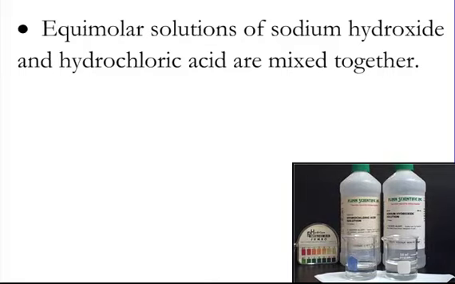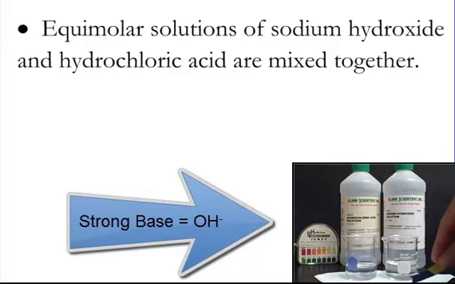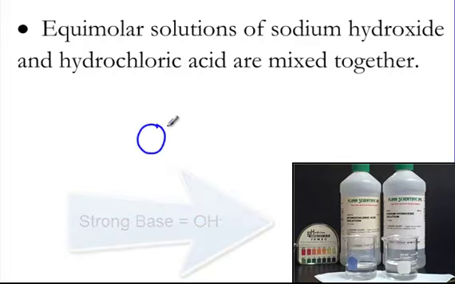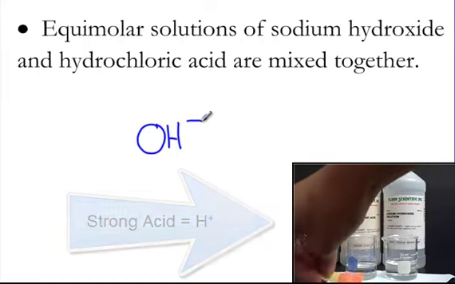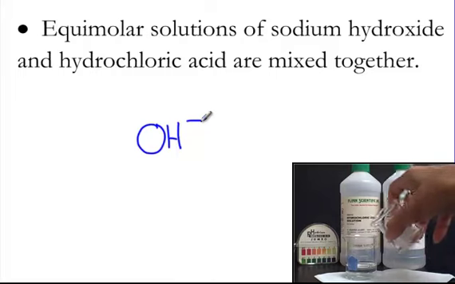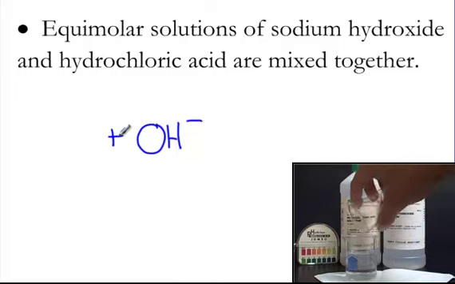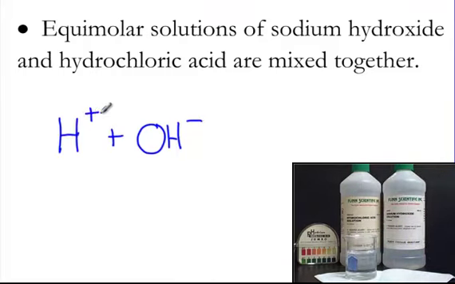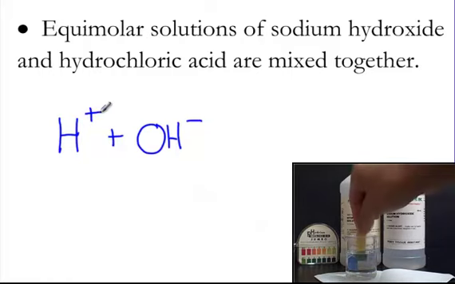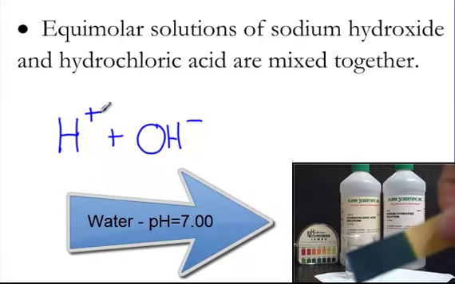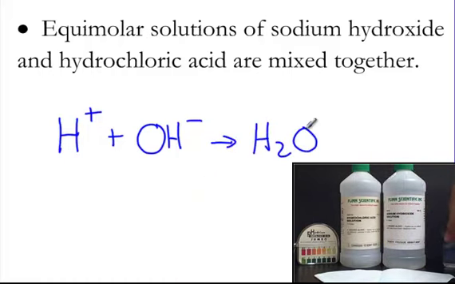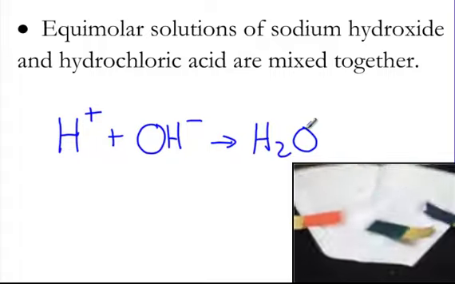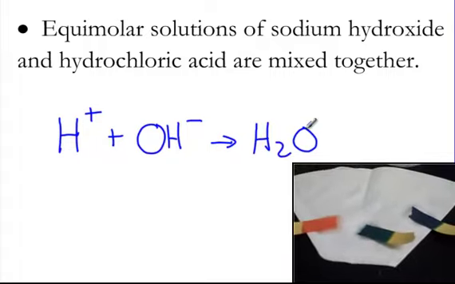We take a look at sodium hydroxide, and we know that's a strong base. So we know it's going to dissociate completely, so I'm going to write OH- for sodium hydroxide. I see hydrochloric acid, I know that's a strong acid, and I know it's going to dissociate completely, so that will be H+. What's going to happen when we have H+, a strong acid, with OH-, a strong base? We're going to get water. Pretty easy reaction, no need for balancing. Everything has canceled and balanced out.